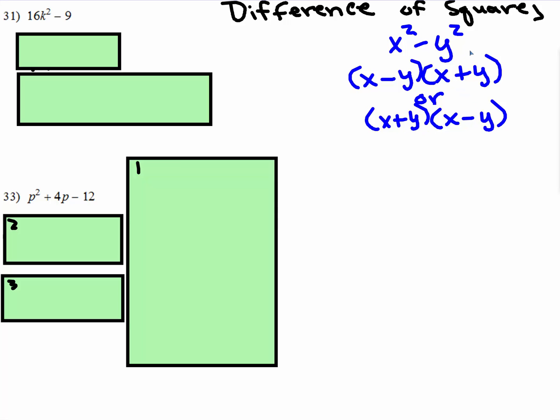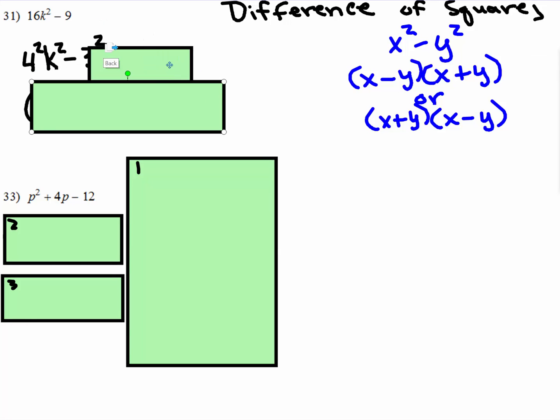But that's it for difference of squares. So if we look up here, remember if there's numbers involved, you still take the square root. So notice, I'm going to rewrite 16 as 4 squared. So that's 4 squared k squared, subtract 3 squared.